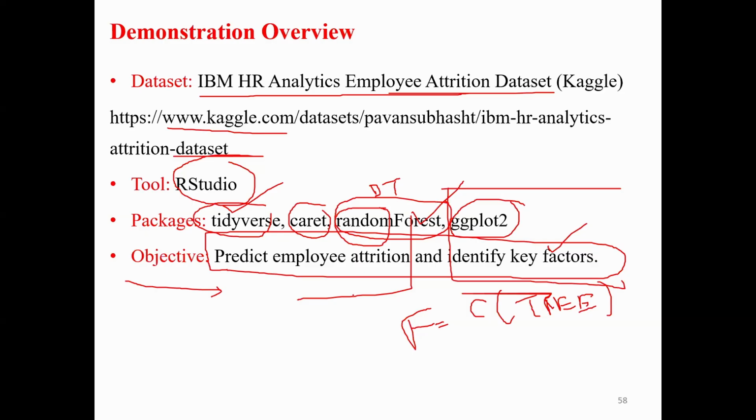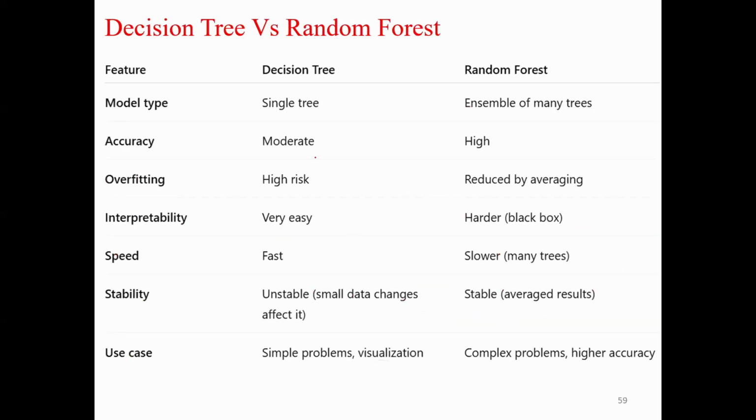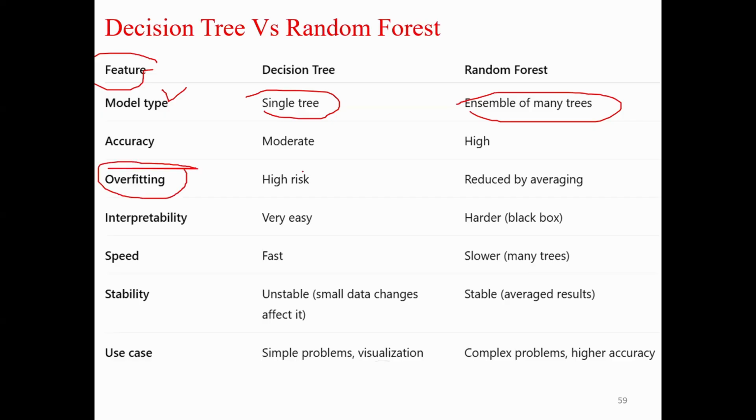I'm going to explain the meaning of random. Now, I'm comparing the decision tree with the random forest in this PPT. The features are there. The model type: a single tree versus an ensemble of many trees, meaning a collection of many trees, right? Then accuracy: you can find moderate accuracy, high accuracy or low accuracy. Overfitting, I will explain what is the meaning of overfitting.